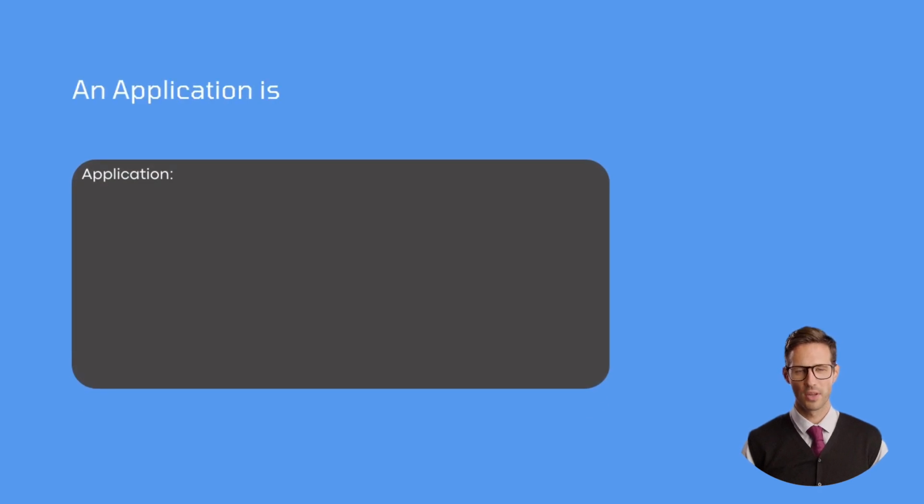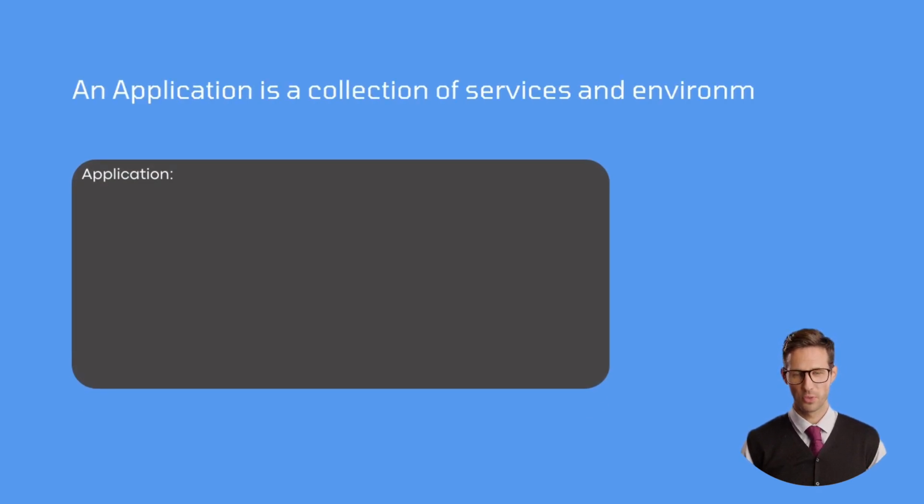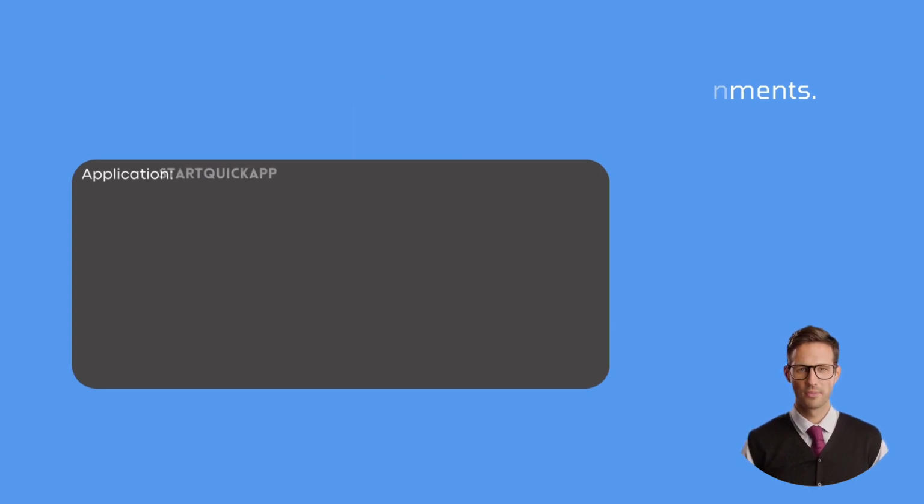There are several key concepts you need to understand before using AWS Copilot. Application. An application is a collection of services and environments. Once you have your application created, all of the resources and services will be deployed into this application. In our example, we will create an application which is called Start Quick App.